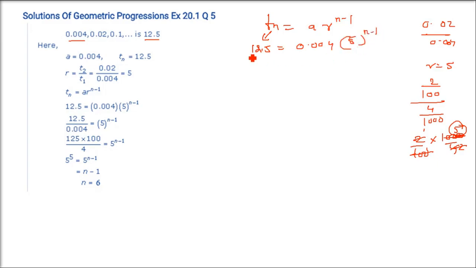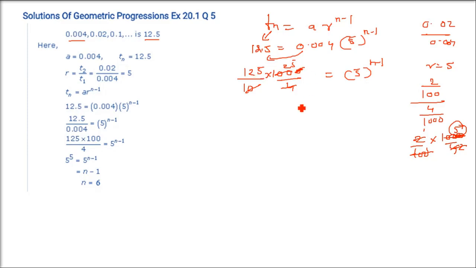Now it's 5 to the power n minus 1. When we divide 12.5 by 0.004, you can write it as 125 by 10 divided by 4 by 1000. So you can write it as 1000 by 4, and this becomes 5 to the power n minus 1. When you solve this, you get 125 by 25.